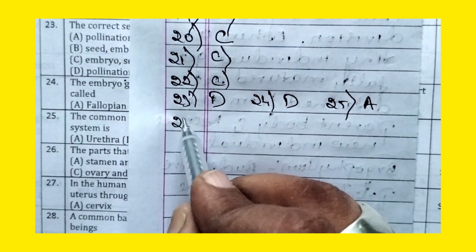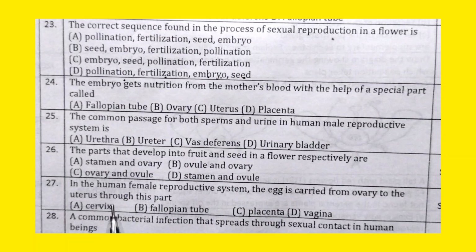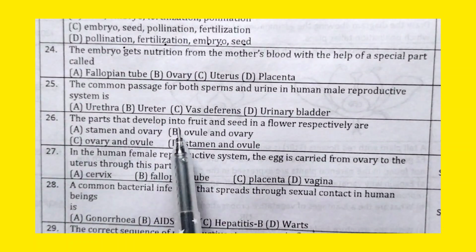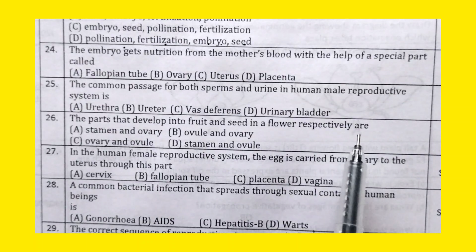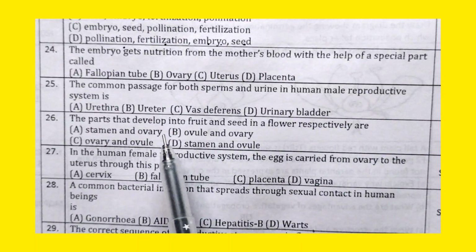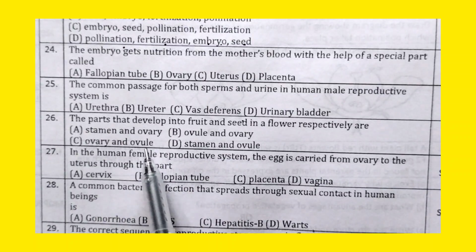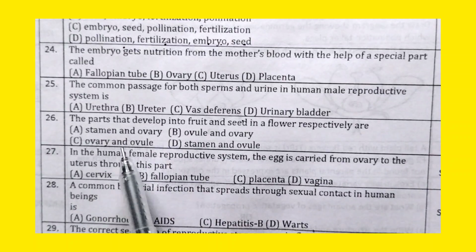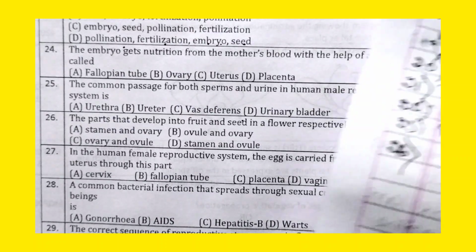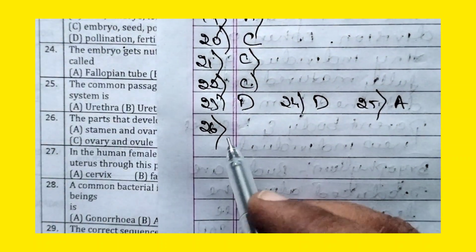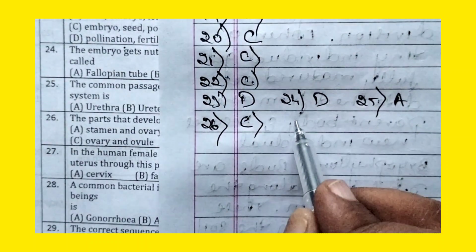Now let us move to the 26th question. The parts that develop into fruit and seed in a flower respectively are: fruit is from ovary, seed is from ovule. Ovary and ovule, where is it? That is option C. Option C, first fruit then seed. Fruit is ovary, seed is ovule. So for 26th, option C is the right answer.